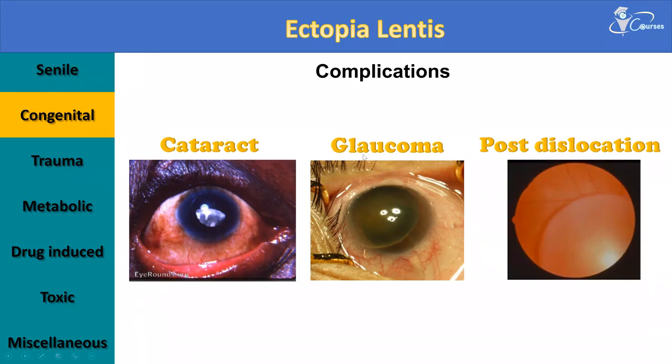Also, I told you that the glaucoma could be due to pupillary block. So in this case, the eye will be injected. There will be pain because of high intraocular pressure. But in the posterior dislocation, there will be no pain.